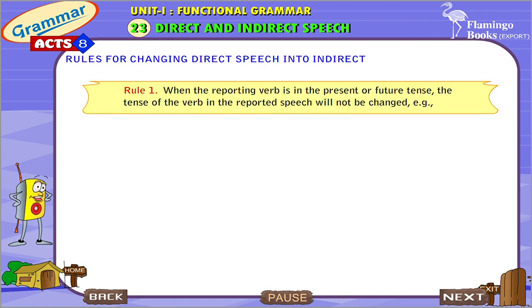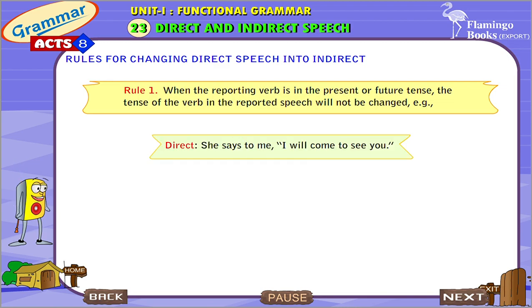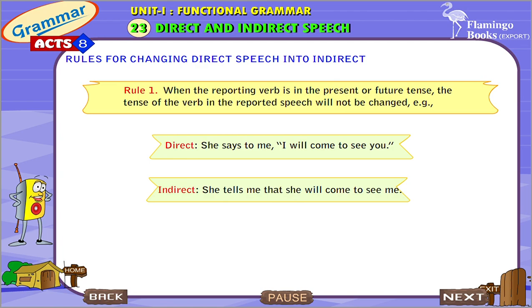Rules for changing direct speech into indirect. Rule 1. When the reporting verb is in the present or future tense, the tense of the verb in the reported speech will not be changed. Example, direct: She says to me, "I will come to see you." Indirect: She tells me that she will come to see me.